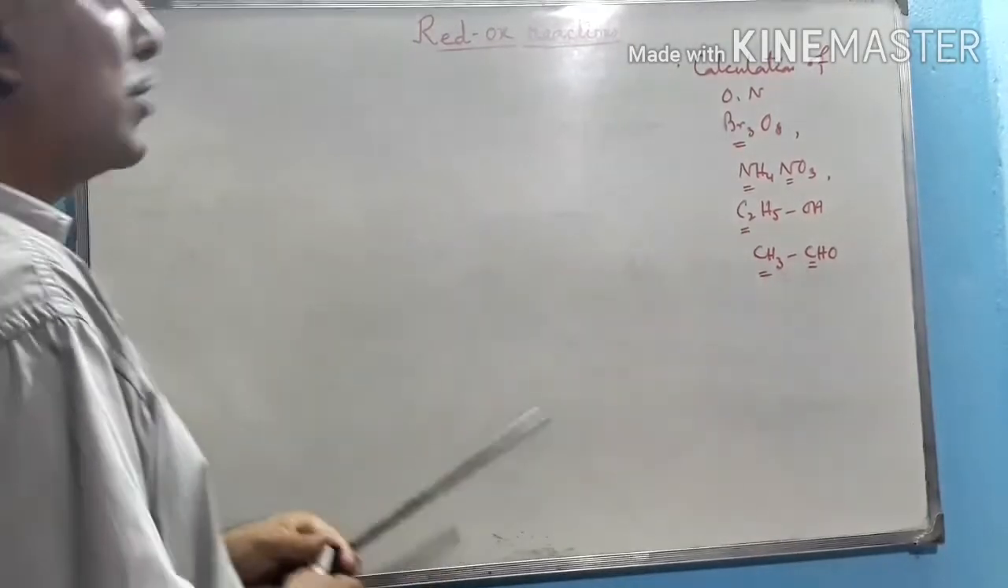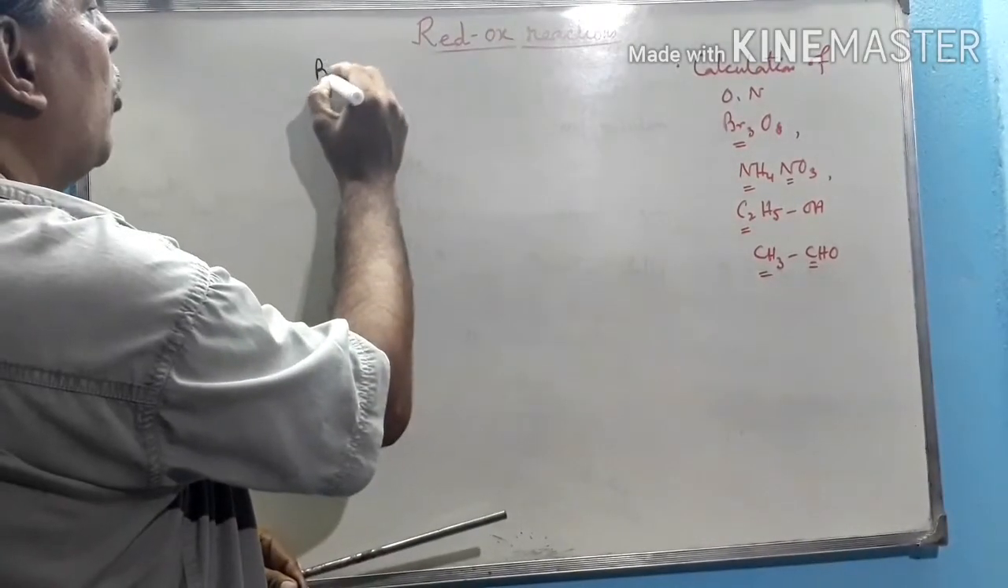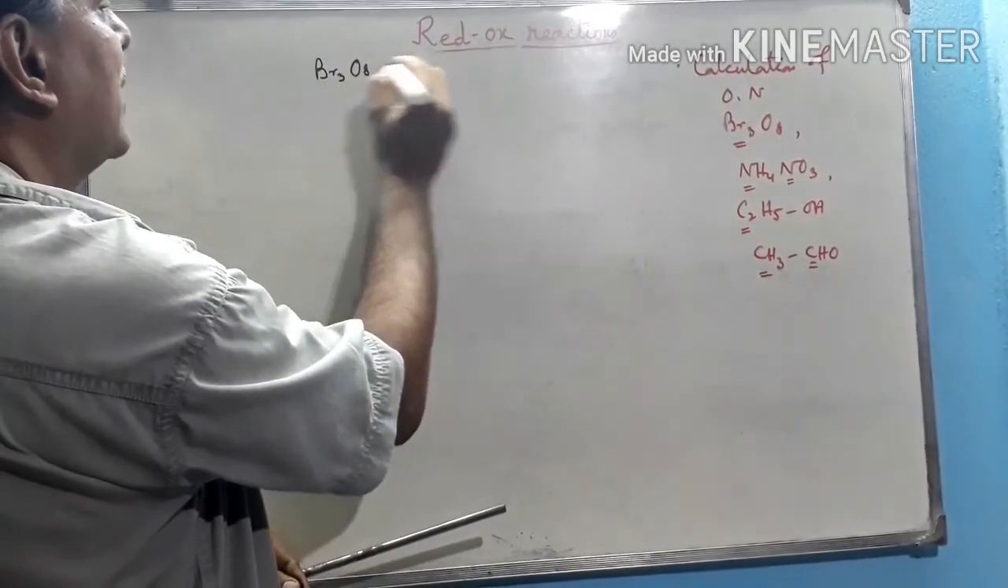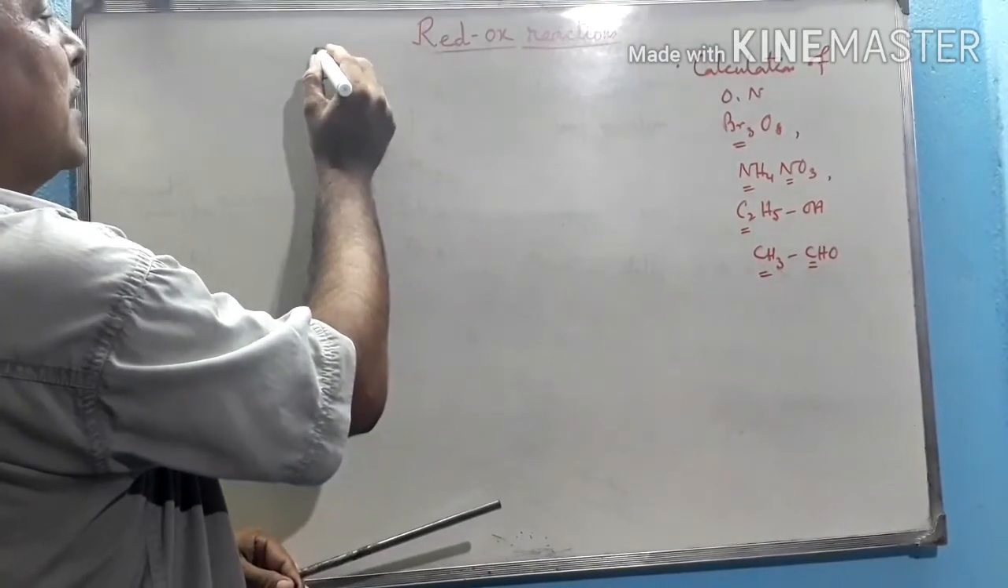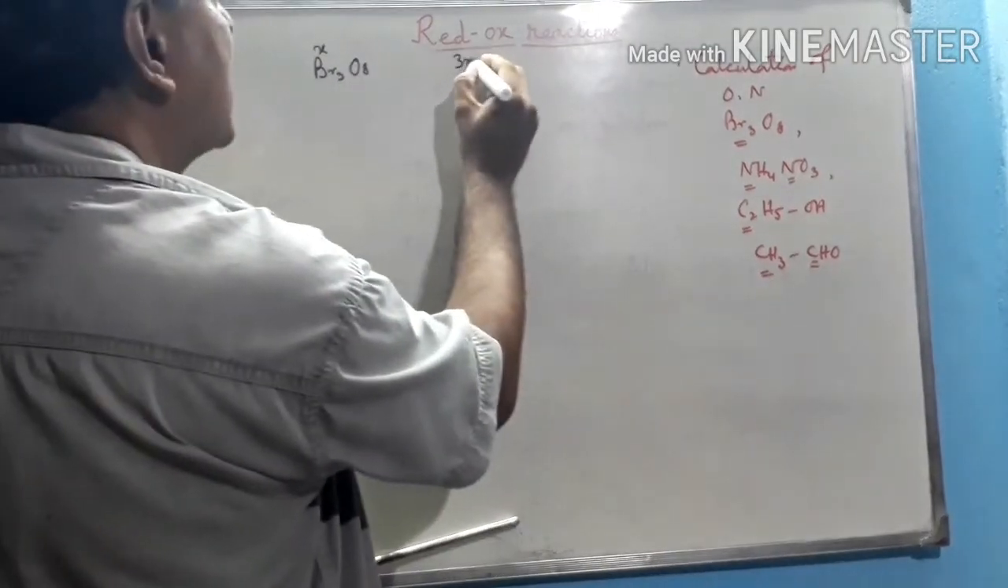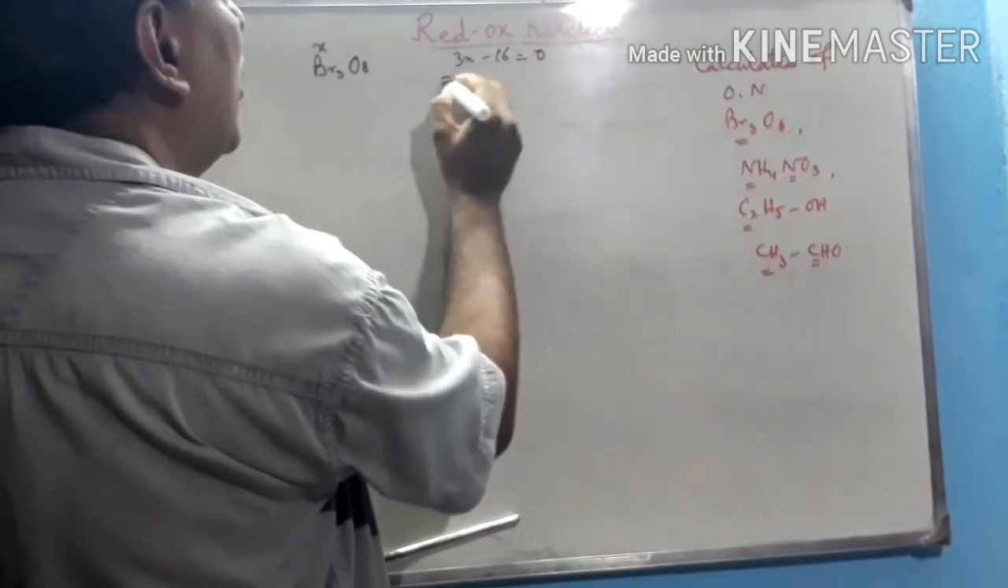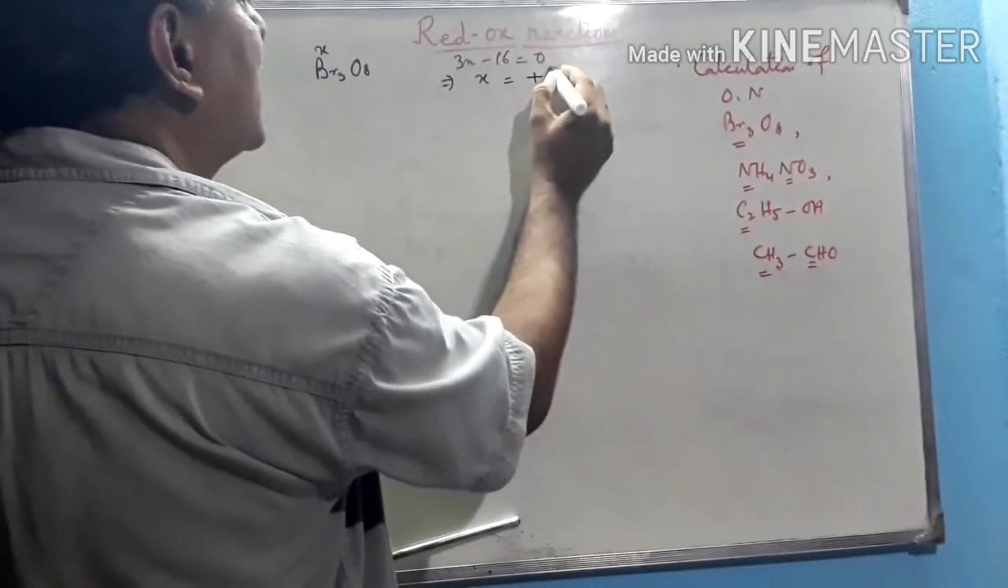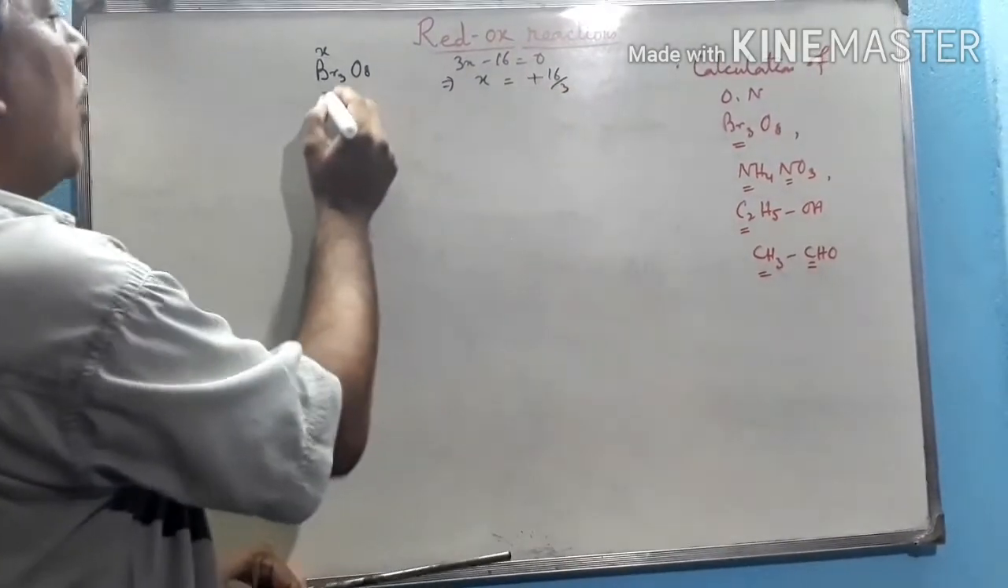Now you have to calculate the oxidation number of bromine in Br3O8. If we calculate by assuming the oxidation number of bromine is x, then 3x minus 16 equals 0, from which you can calculate the value of x is plus 16 by 3. But how can it be possible?